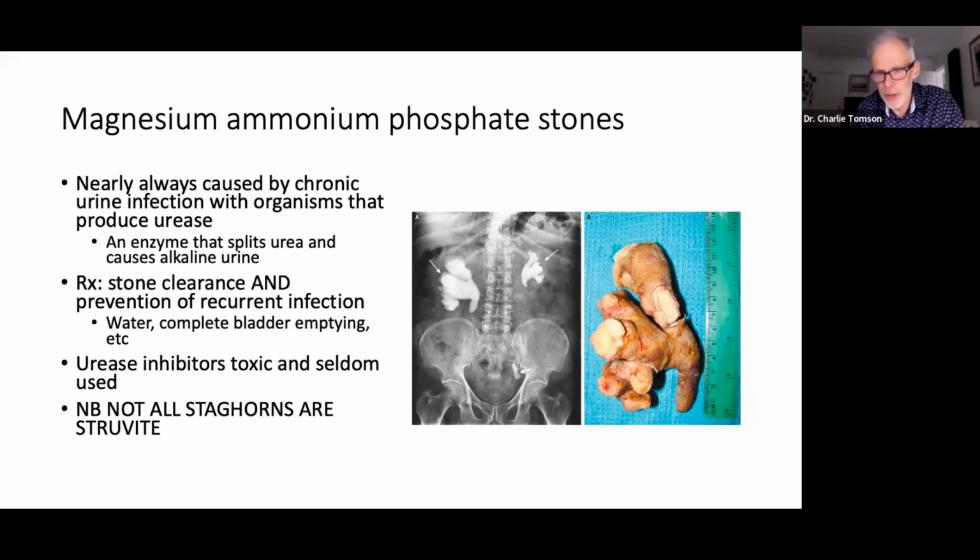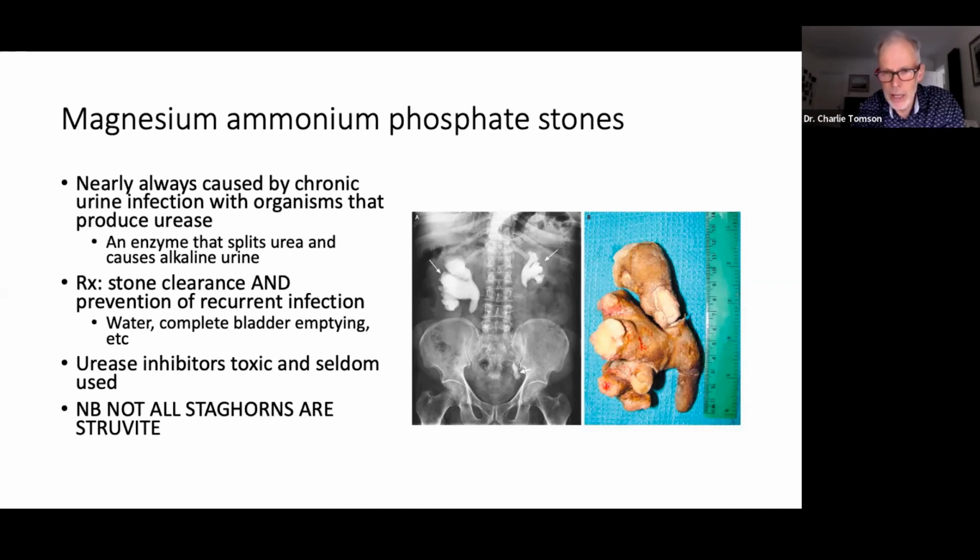And unless you clear the infection, further stones will form. So treatment is a combination of stone clearance and antibiotic treatment, some of which may be prolonged. It is possible, and has been tried in the past, to administer drugs that inhibit the ureases that are formed by this type of organism, but they make your hair fall out, they cause other side effects, and I've never seen them used in Western clinical practice over 30 years.